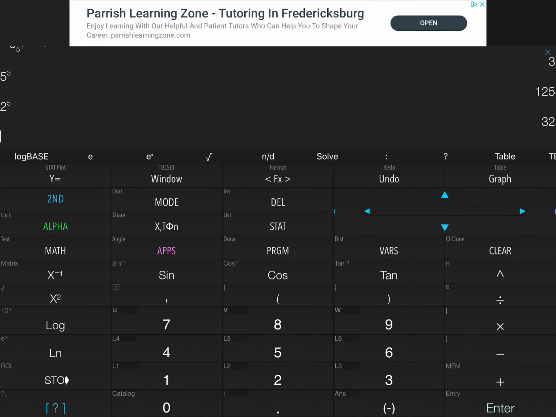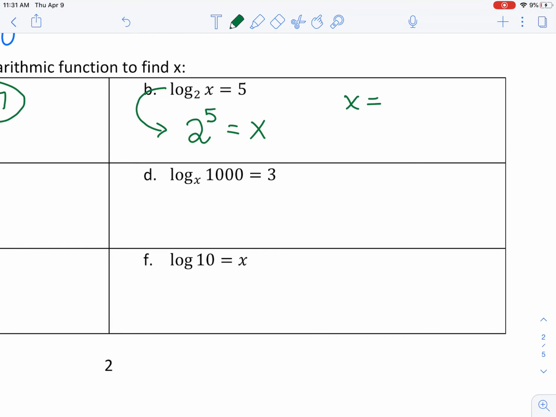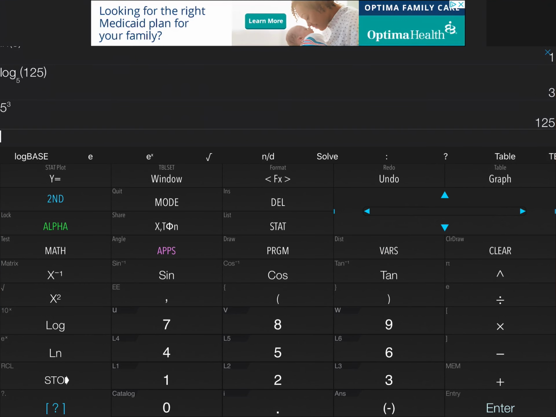2 to the 5th power is 32. So we got it. And if you want to double check your answer, type this. What is log base 2 of 32? If you type that, we better get 5, right? Just out of curiosity, let's check it. What is log base 2 of 32? We better get 5, and we did.